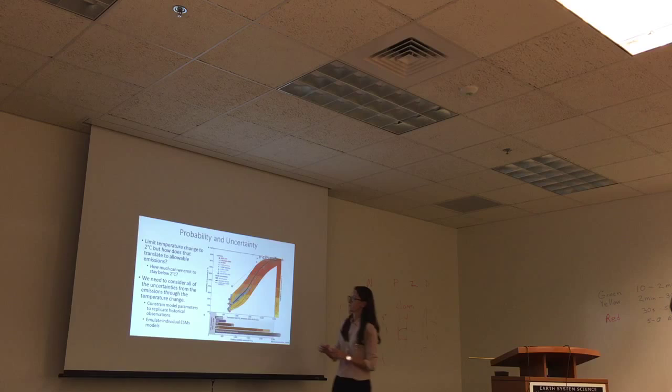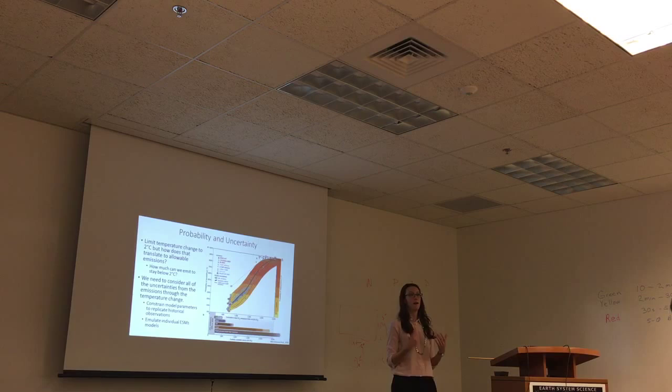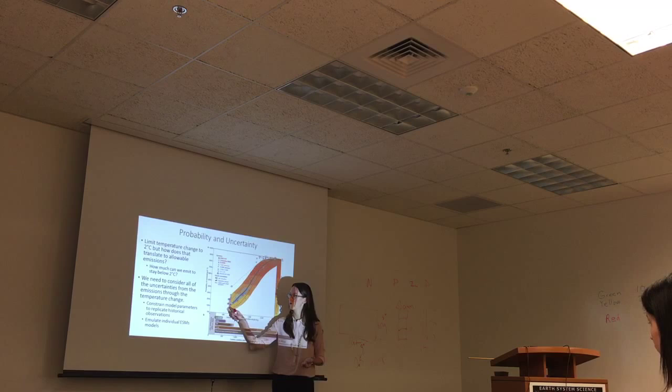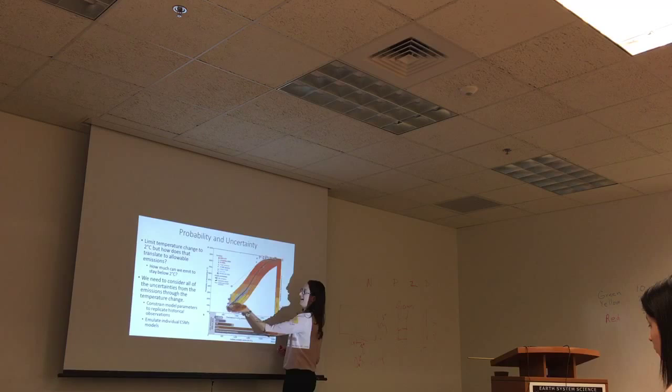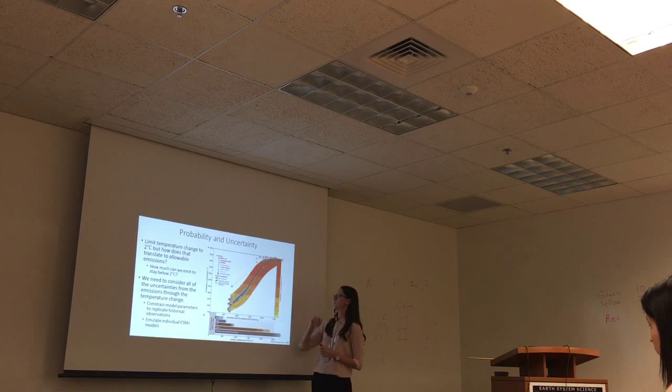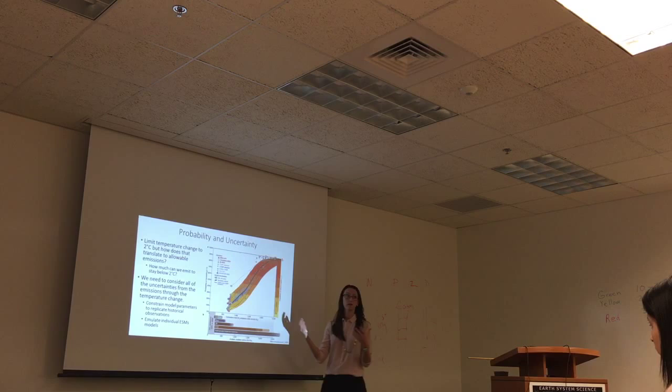So if we start with all of these little dots, they represent all of the different climate models that we made. So we're using MAGICC here. So we made MAGICC look like all of these different climate models, and then we ran MAGICC and tried to look at what's the probability of staying below 2 degrees. The black line represents the middle of all of those models.